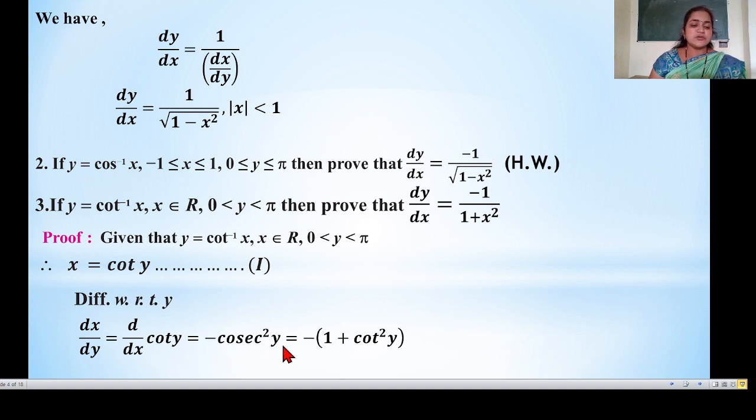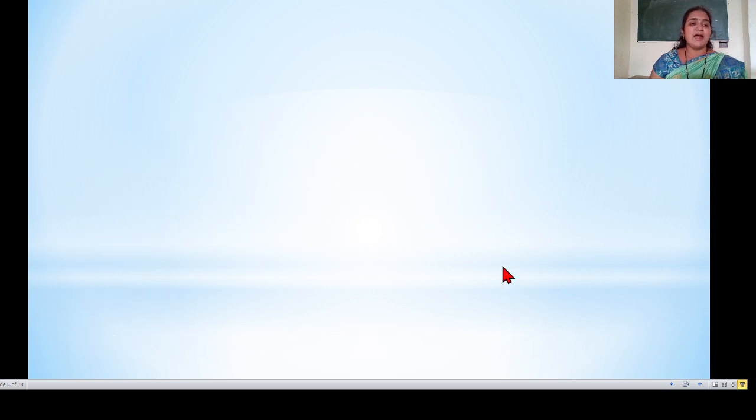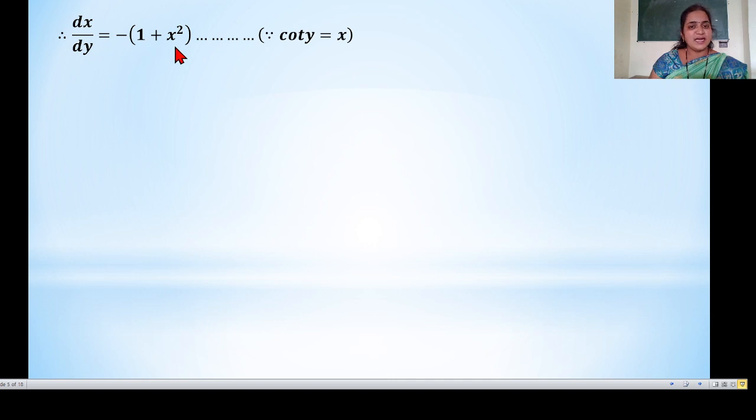Now, this cosec squared y we can replace by the identity formula 1 plus cot squared y. So this minus sign is as it is, so it is equal to minus (1 plus cot squared y). But cot y is x, so we replace x here. So we get dx by dy is equal to minus (1 plus x squared), because cot y is equal to x. But I want the derivative of y with respect to x.